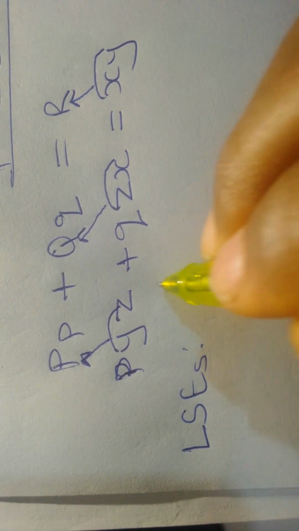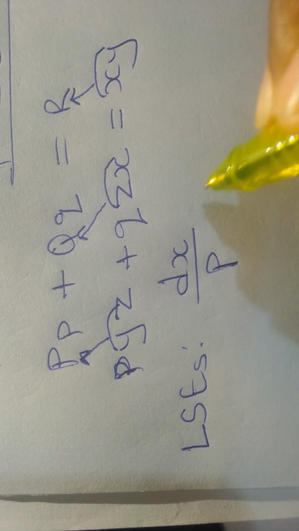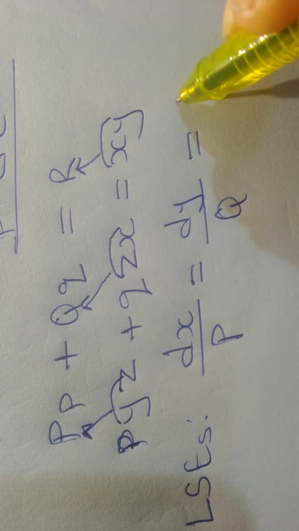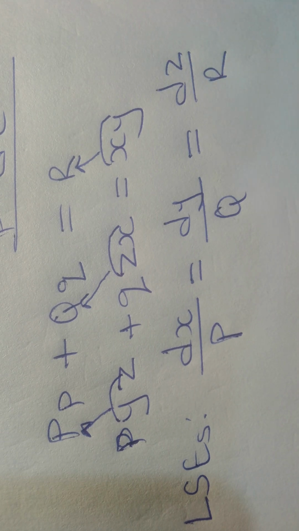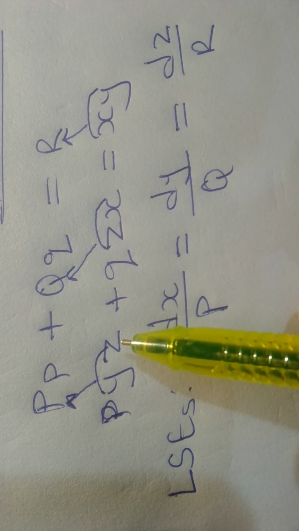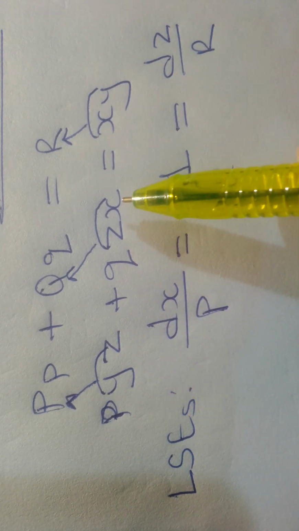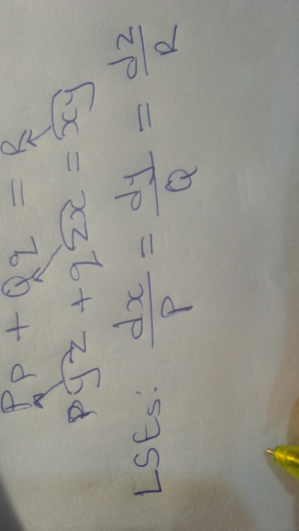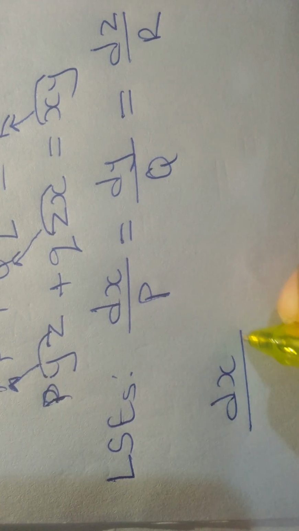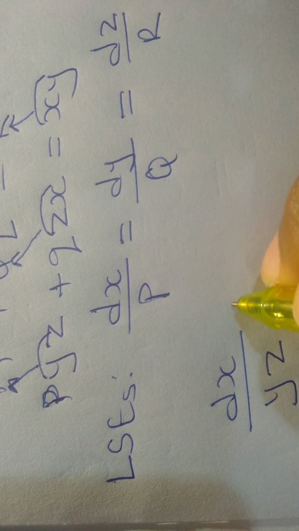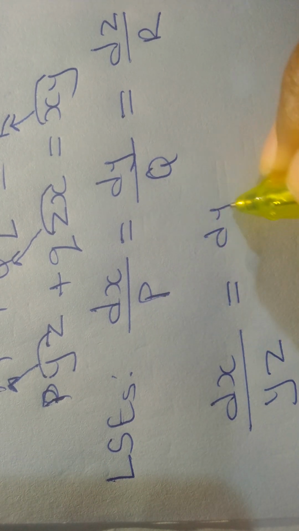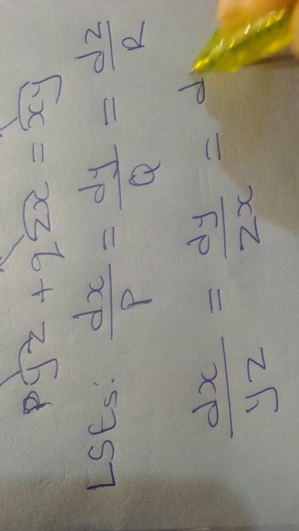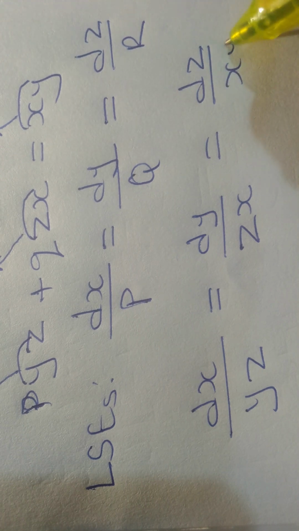Lagrange subsidiary equations, what is the Lagrange subsidiary equation? It says the dx over P equals the dy over Q, and this equals the dz over R. So if our P is yz, our Q is zx, and our R is xy, we are going to obtain the dx over yz, the dy over zx, and the dz over xy.